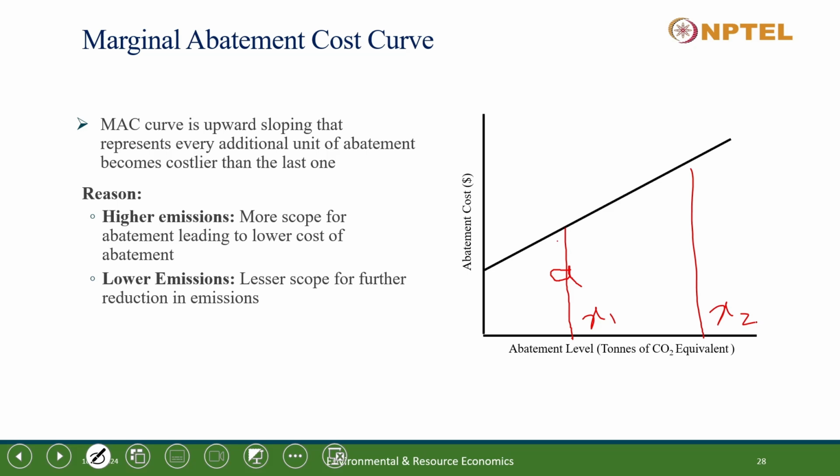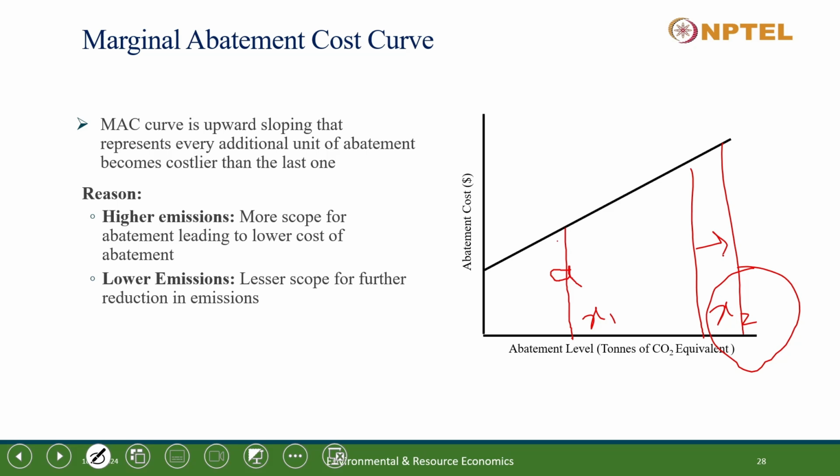The reason is that, let's say, a power plant is there. If the power plant is not efficient, then making it efficient and reducing the emission will be easier. However, if a power plant is already efficient and it already reduces emission to the X2 level, then further reduction will be very costly for them, because they have to go towards other technology or other processes, which will cost more. So that's why the marginal abatement curve is upward sloping.